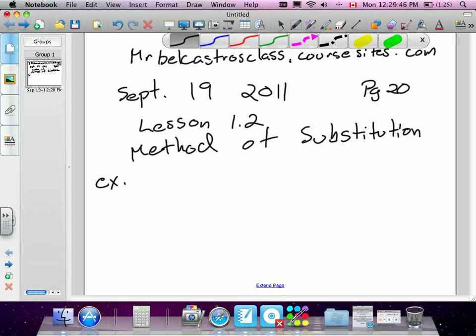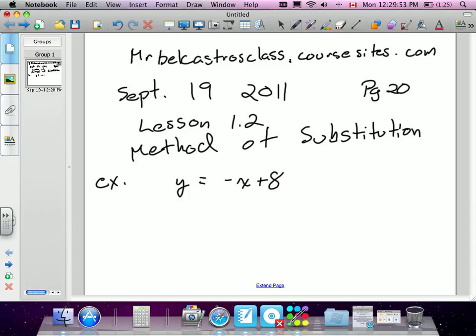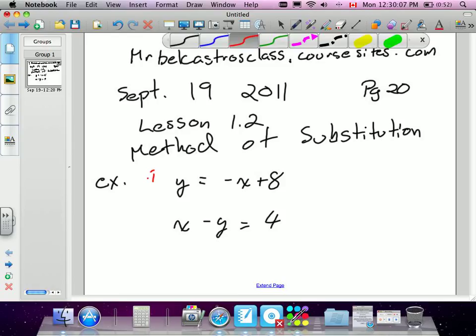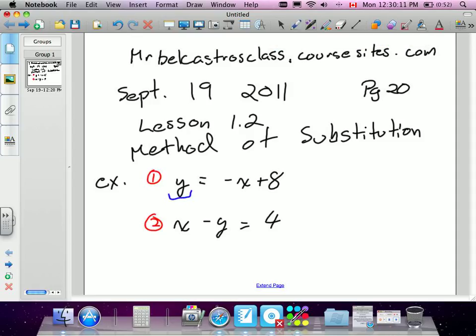So the very first example in our book, they've given us our first equation, y is equal to negative x plus 8. And the other equation they've given us is x minus y equals 4. Okay, so we're going to be using algebra to solve these. First off, you need two equations, which we have, in order to solve anything that has two variables. Okay, we have a y variable in both and an x variable in both.